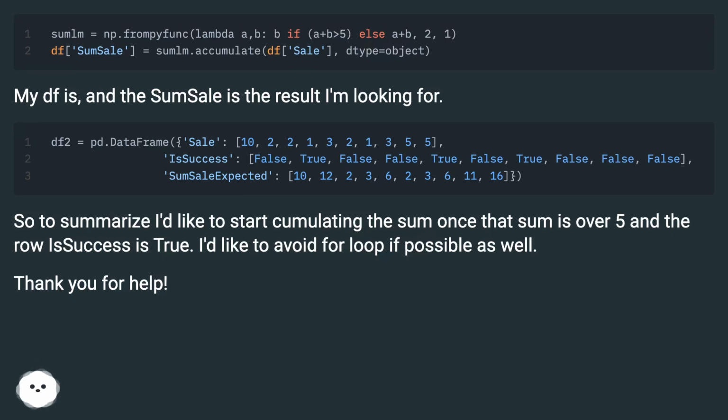So to summarize, I'd like to start cumulating the sum once that sum is over 5 and the row is success is true. I'd like to avoid for loop if possible as well. Thank you for help.